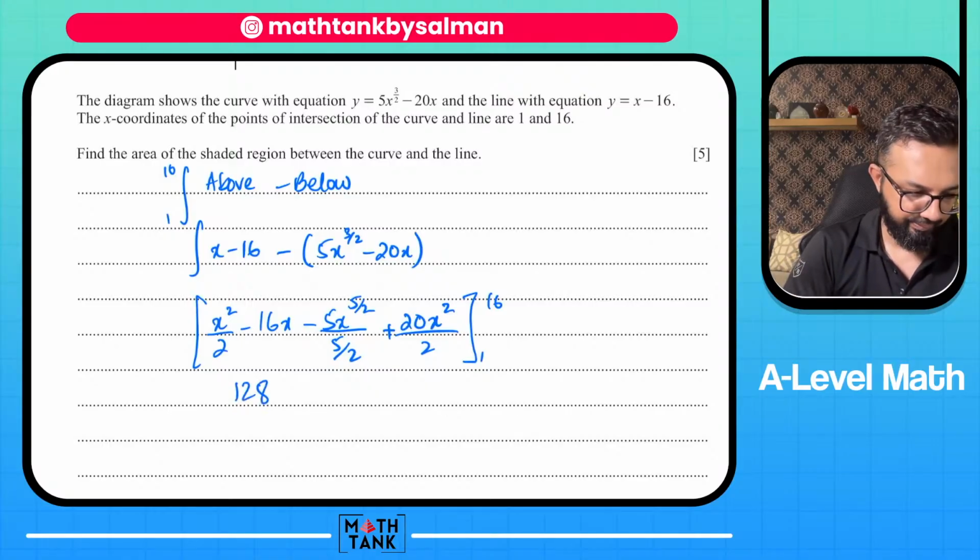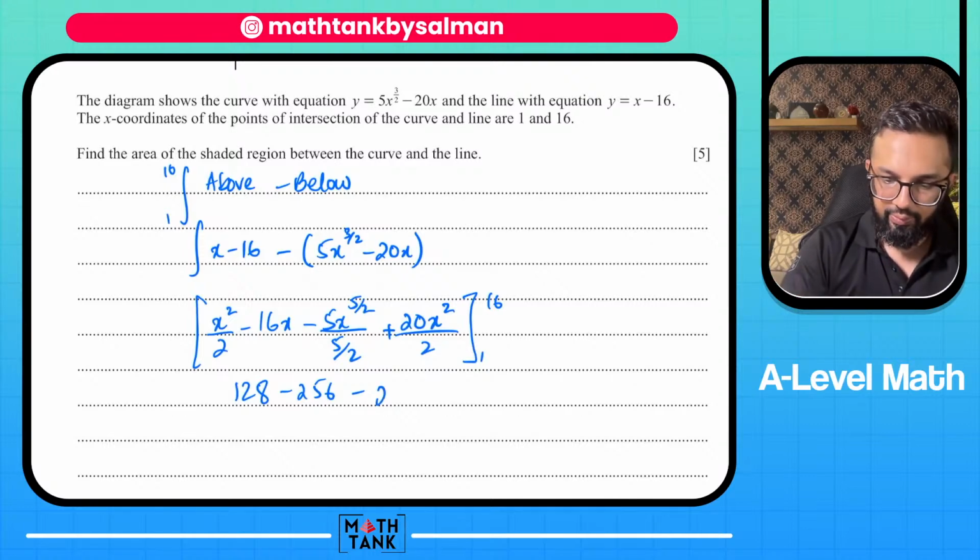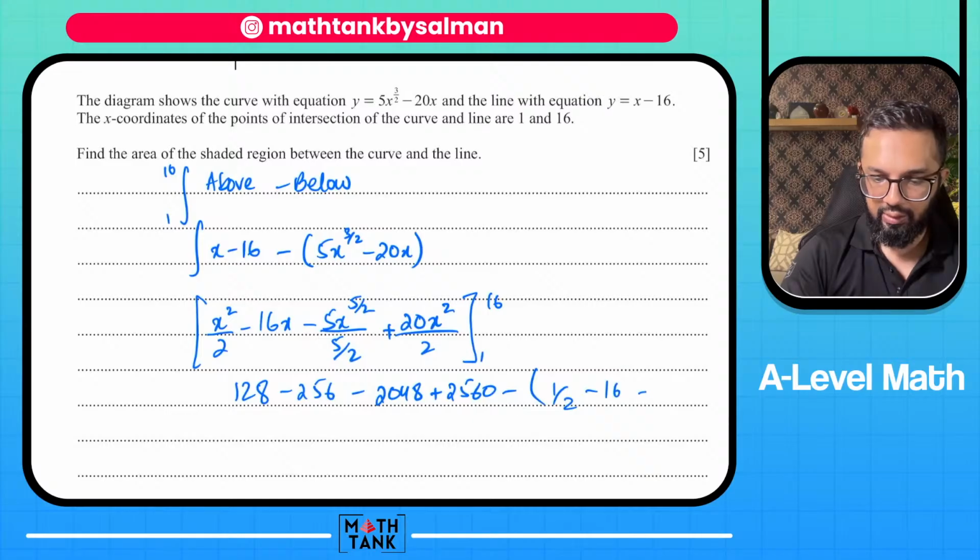128, 256. Okay, I'm plugging in 16. That's what I'm doing. So if I do 2 into 16 power 2.5, that's 2048, 2560, minus lower limit. So that's half, that's 16, that's 2.5, and that's 10. Let's calculate 128 minus 256 minus 2048 plus 2560 minus 0.5 plus 16 plus 2.5 plus 10. It gives me 412 units squared.